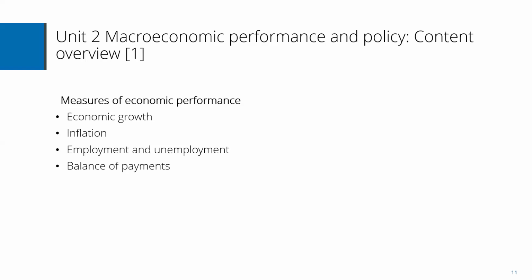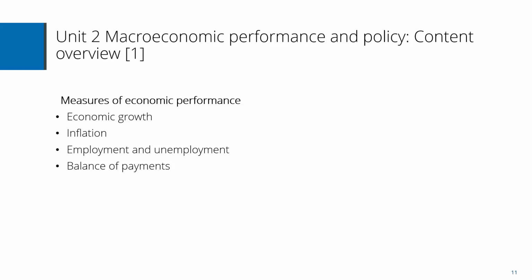Unit 2, as we move on. I know this is a quick overview; all the detail is in the specification. It's just to highlight some of the elements so we can spend more time looking at the assessment. Unit 2 is macroeconomic performance and policy. Looking at this overview, measures of economic performance include economic growth, inflation, employment and unemployment, and balance of payments.